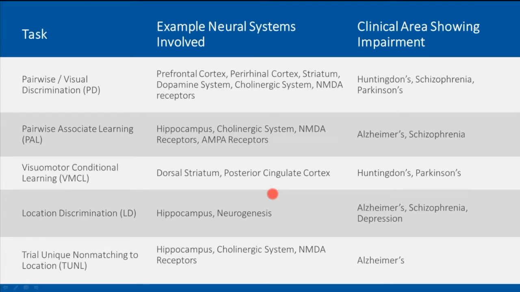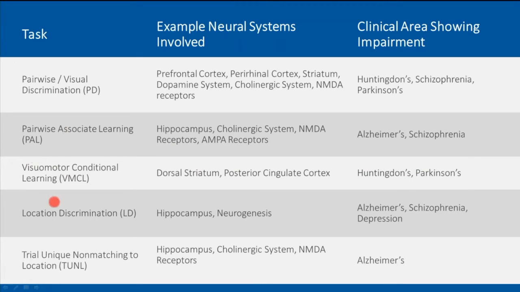As mentioned before, the tasks are designed to target specific regions of the brain, enabling a battery of tests to be compiled for different research areas. This table shows which neural systems are involved and which clinical areas show deficits in the task. So we can see that the pairwise or visual discrimination and visual motor conditioning task target the frontal brain areas, therefore are useful in Huntington's and Parkinson's disease.